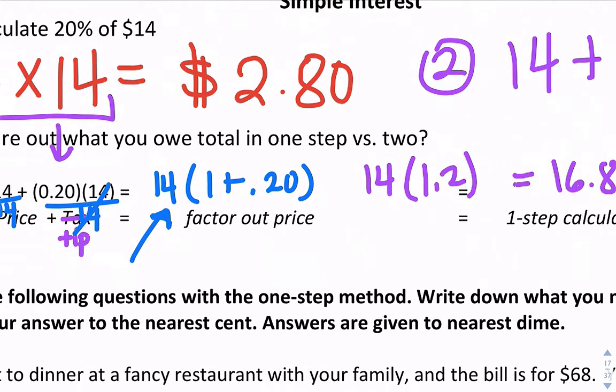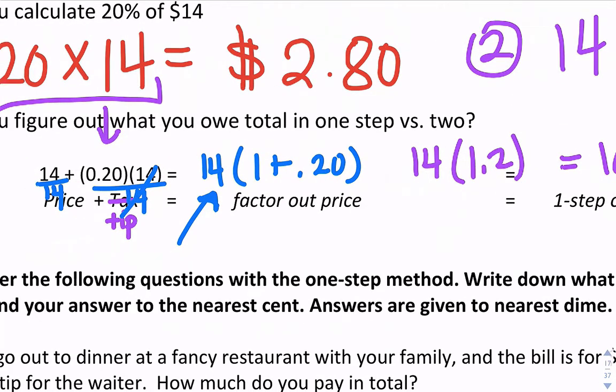All right, so again, what does this mean? I just want to break it down. The 1 means you're paying the original $14. It's 100% of the 14, and then the plus the 0.20 means, again, you take the original 14, and to that you add 20% of 14. And so that's why when we're talking about growth or decay, we have that 1 plus or 1 minus. It makes it into a one-step problem versus two.